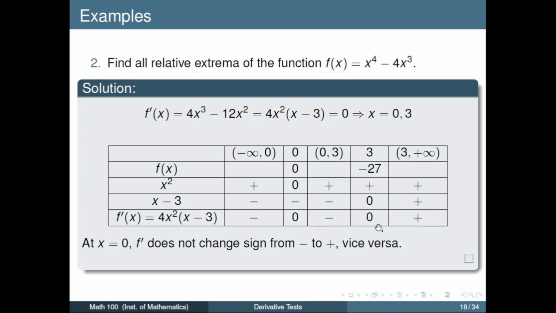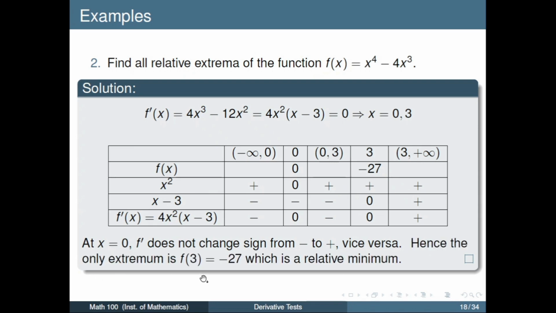And at 3, you have negative sa left, positive sa right. So, that's pababa, then pataas. Therefore, the only extremum is f of 3 equals negative 27, which is a relative minimum. Okay?